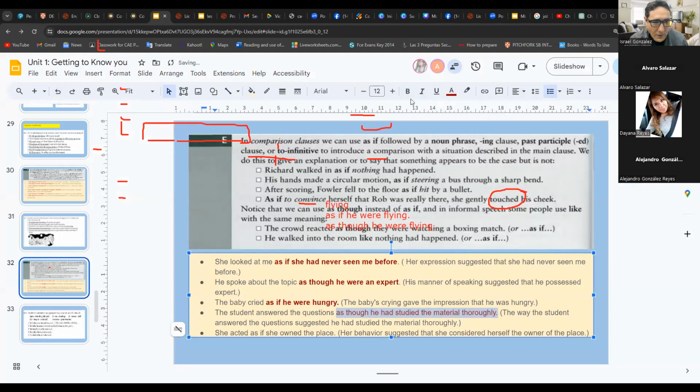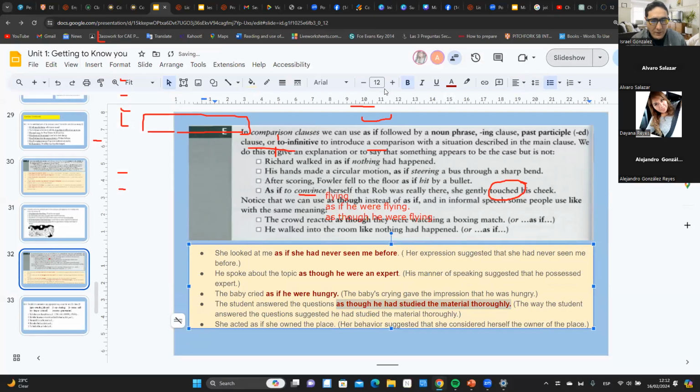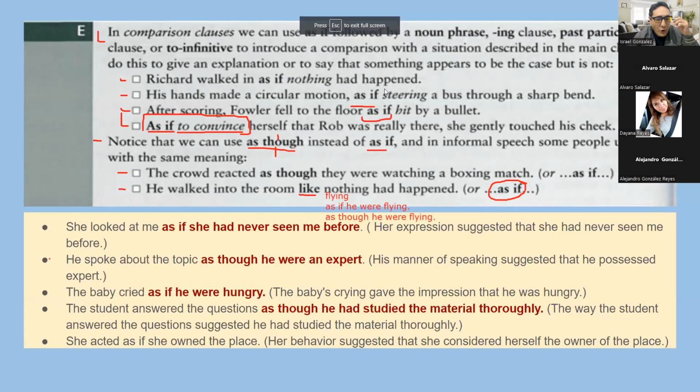The students answered the questions as though they had studied the material thoroughly. Thoroughly, like very systematic and complete. The way the student answered the question suggested she had studied the material thoroughly. And the last one is, she acted as if she owned the place. Her behavior suggested that she considered herself the owner of the place.